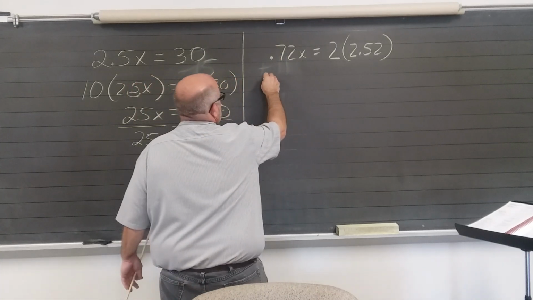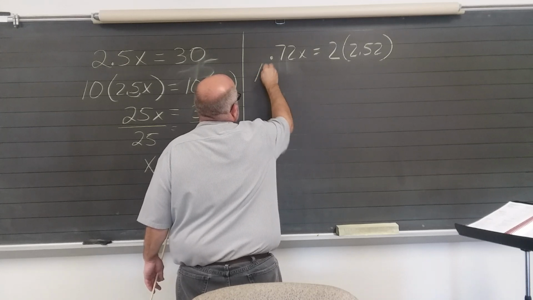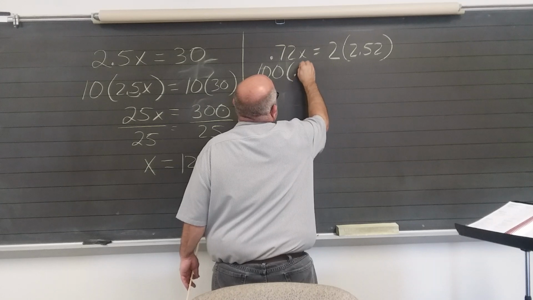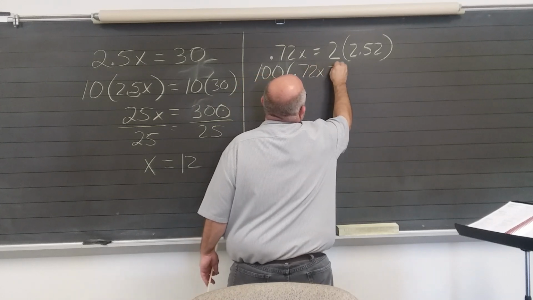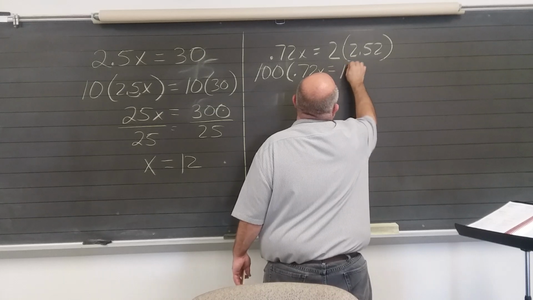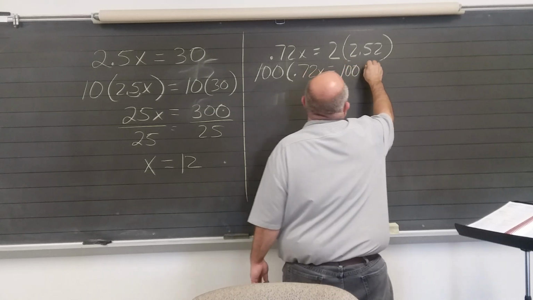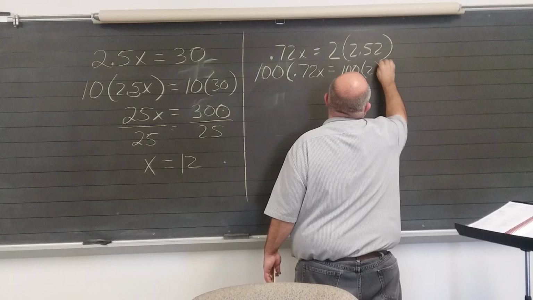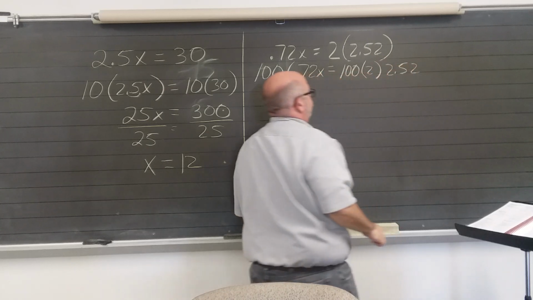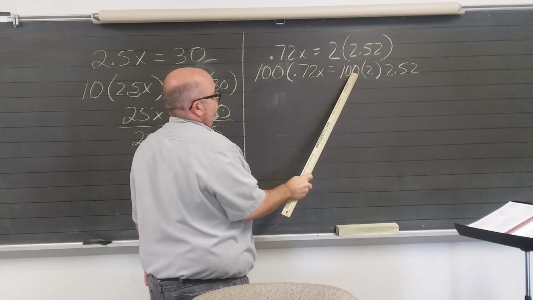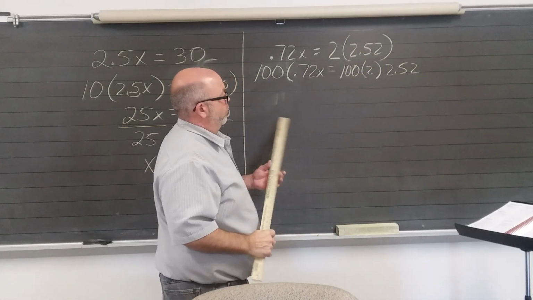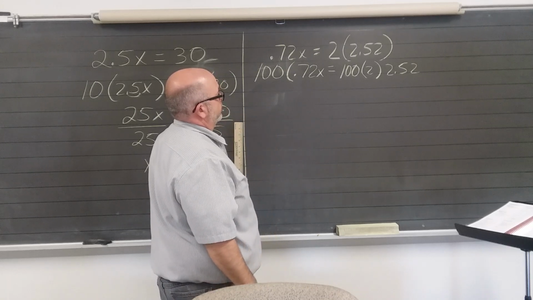So we have 100 times 0.72x equals, and you can put the 100 anywhere here, 100 times 2 times 2.52, right? Recognize this, 100 times 2 times 2.52, all right?